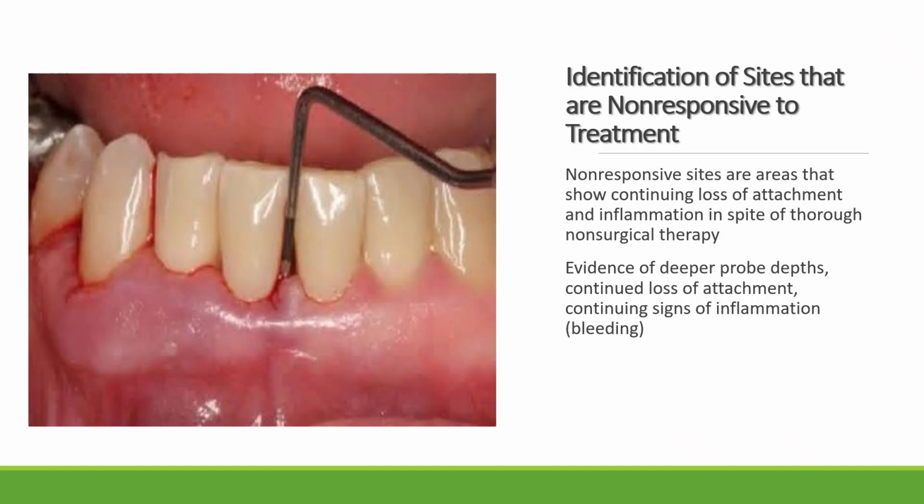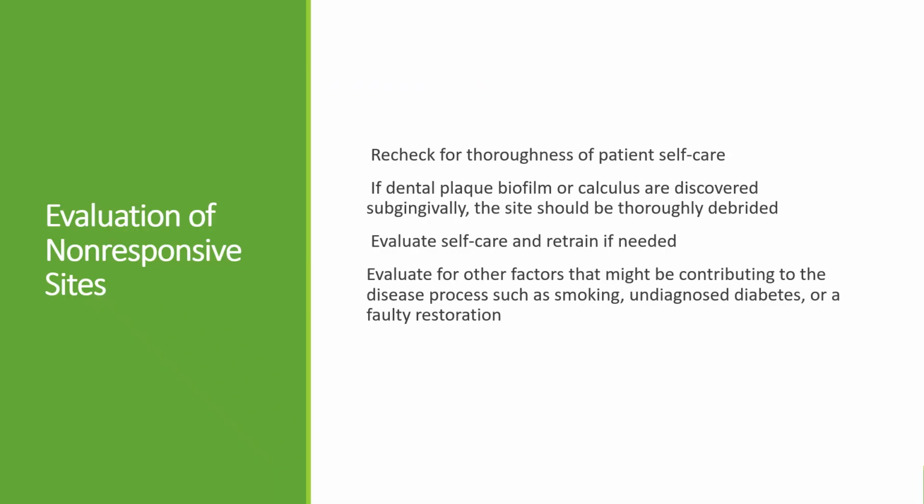Because sometimes sites will be non-responsive to treatment, and again, like I said, the calculus and the biofilm is gone, but they're not responding, right? They're continuing to show attachment loss. There's inflammation there. There's bleeding upon probing. Again, the pockets get deeper. So what's going on in these areas, and what do we have to do?